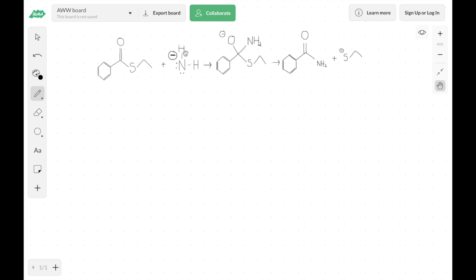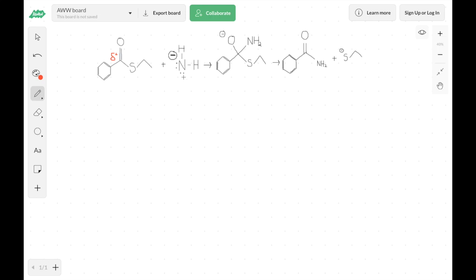So we know that here, S and O, sulfur and oxygen, are more electronegative than carbon. Their electronegativity is going to draw electron density away from the carbon, and it's going to make this carbon partially positive, okay? And it's going to make this carbon our electrophilic center.